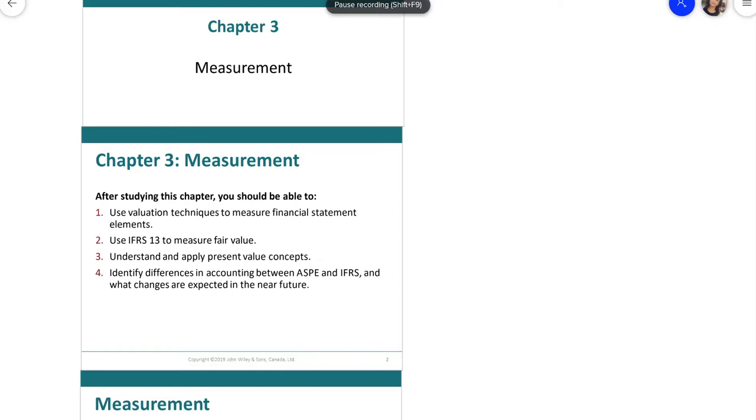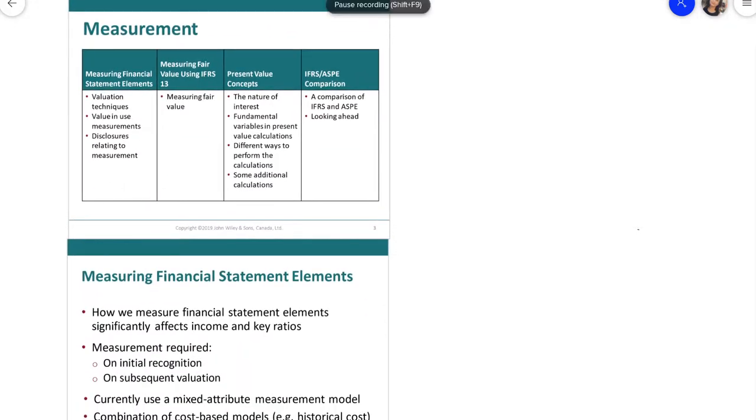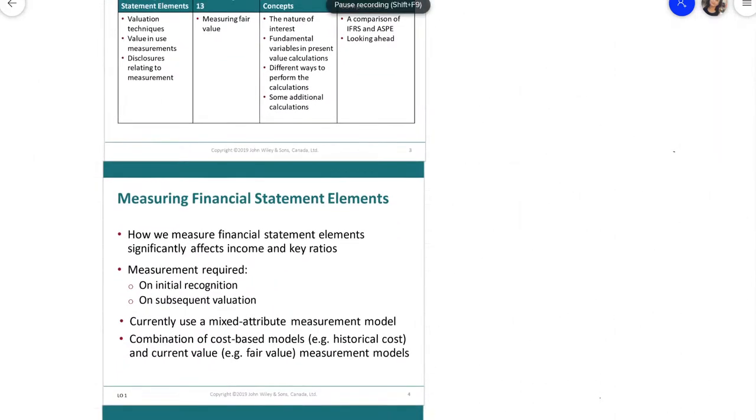Measurement. In this chapter, we're going to be learning about the evaluation and techniques to measure the financial statements elements and how to use IFRS 13 to measure the fair value and how to apply the present value concept to measuring the financial elements. Just going forward with this chapter, the first topic that we're going to be talking about is measuring financial statement elements.